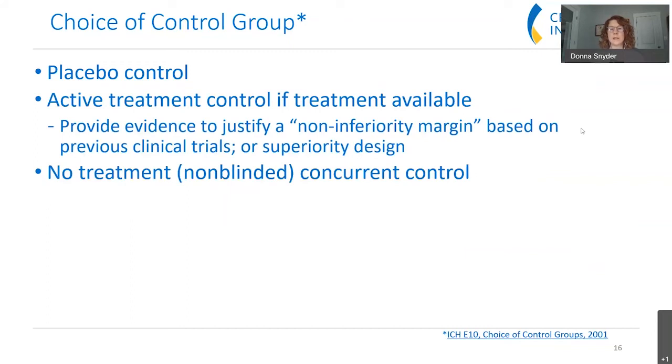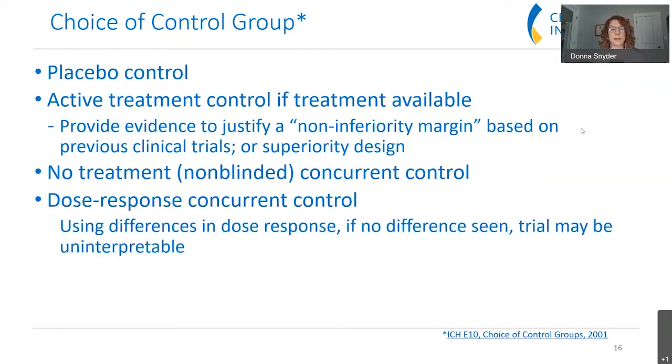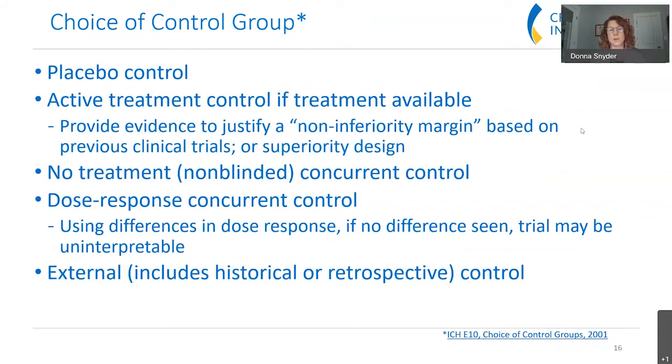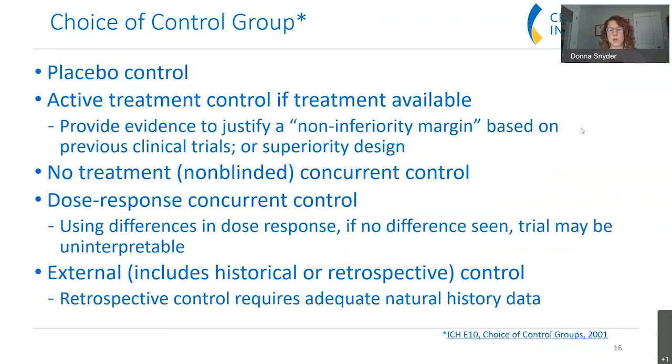No treatment or non-blinded concurrent control. Dose response concurrent control. And in this situation, you would use different doses within the study. You compare efficacy between those doses to see if you could see a difference. However, if you don't see a difference, it may make it very difficult to interpret the data. And then there's external controls. This includes historical or retrospective controls. And when we do retrospective controls, we usually want to have strong natural history data so that we can make an adequate comparison. And this information comes primarily from ICH E10, choice of control groups, which is an ICH and FDA guidance.